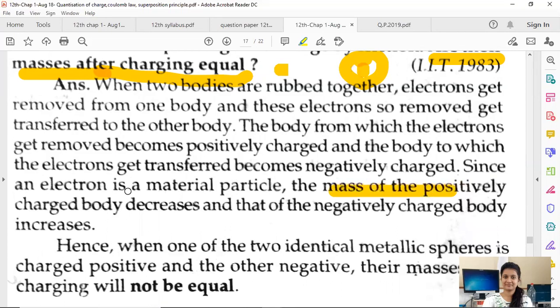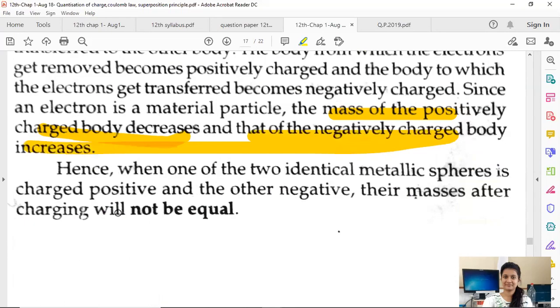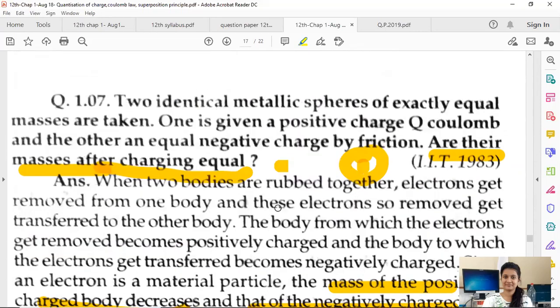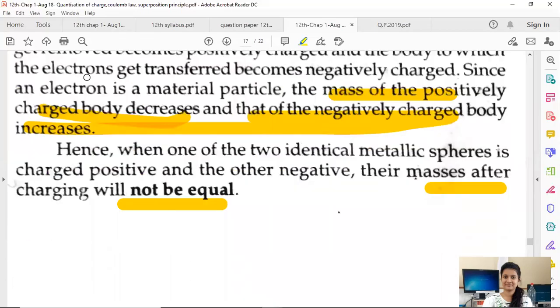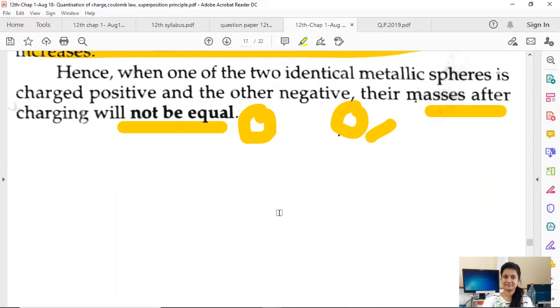The mass of the positively charged bodies decreases and that of negatively charged bodies increases. When one of the two identical metallic spheres is given positive and the other negative charge, their masses after charging will not be equal. Masses will not be equal. The body which gains electrons has more mass than the body which loses the electrons.